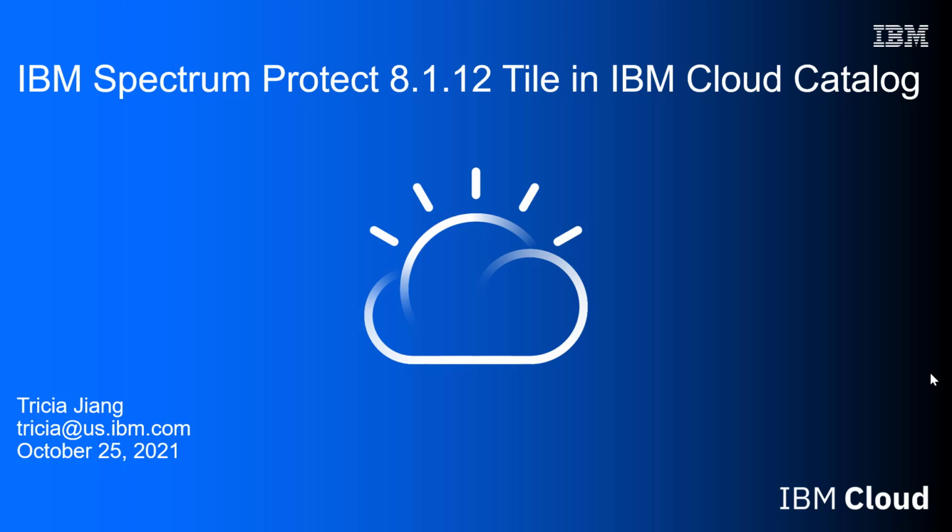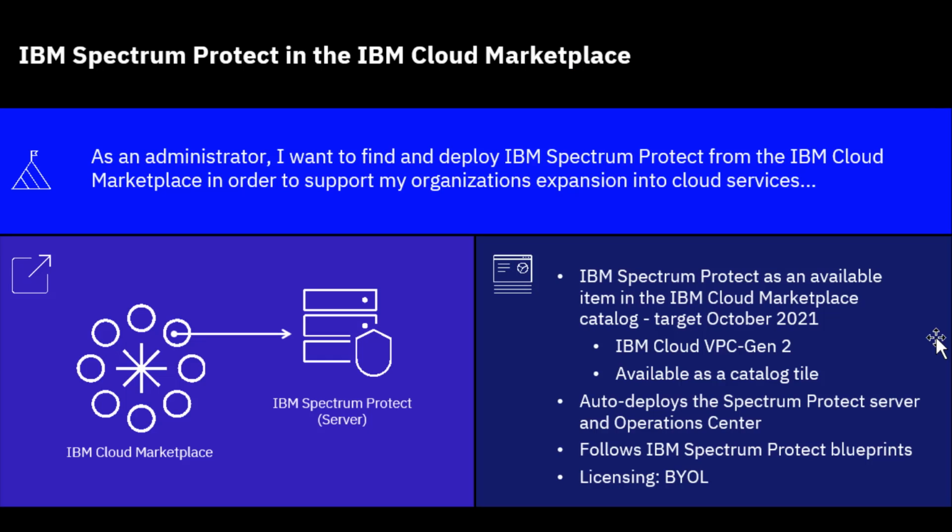Hi, welcome to this presentation on IBM Spectrum Protect version 8.1.12 and its offering in the IBM Cloud Catalog. This offering became available October 25th, 2021, and what it allows you to do is rapidly deploy the IBM Spectrum Protect server into the IBM Cloud by simply clicking on a tile in the IBM Cloud Marketplace's catalog. And it is a bring your own license solution.